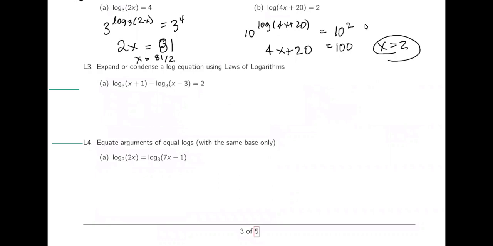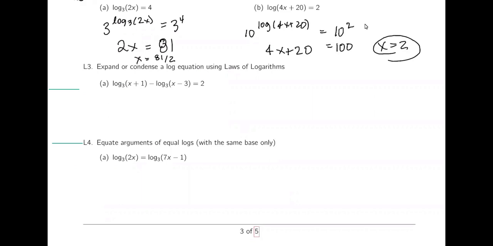Our third method has to do with using our laws of logarithms. And sometimes we can expand or condense using those laws of logarithms in a way that's going to help us solve the problem. For example, in here, I have log base 3 of x plus 1 minus log base 3 of x minus 3 equals 2.